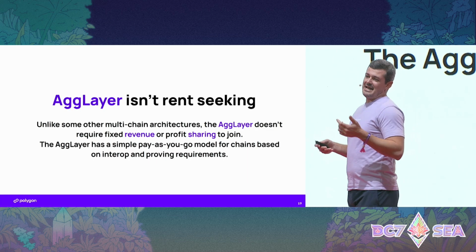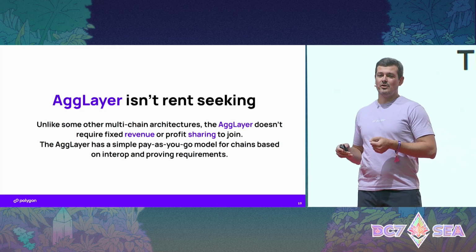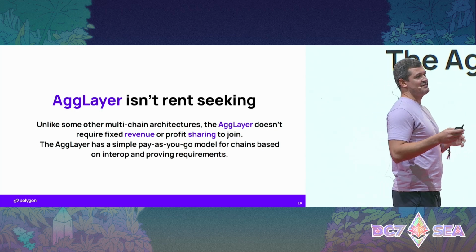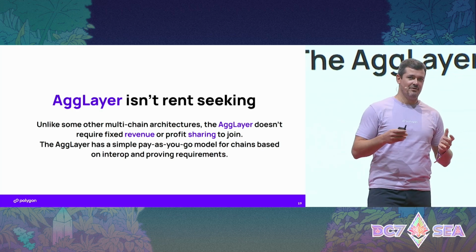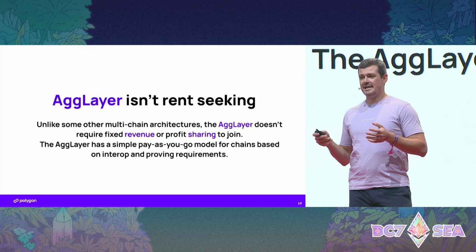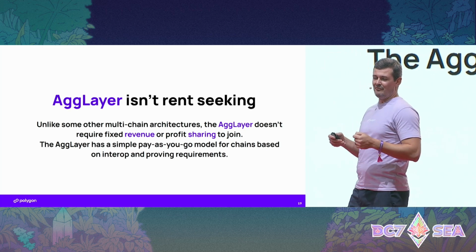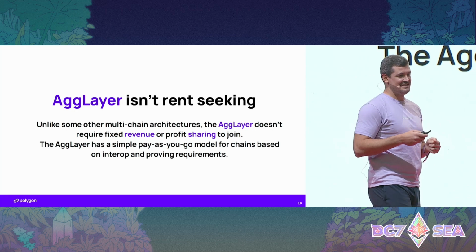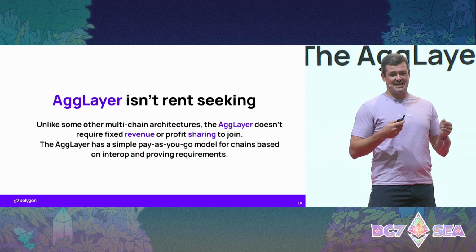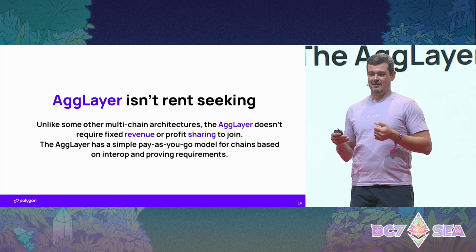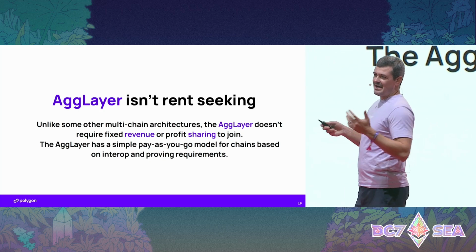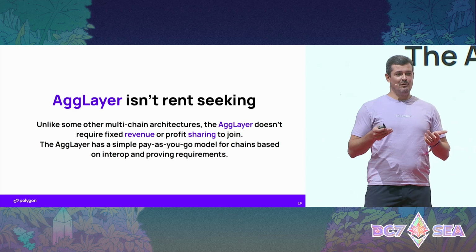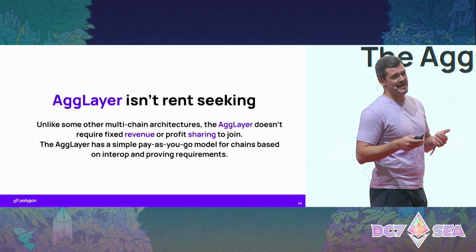A very important point is that the Ag layer is not rent seeking. If you look at a lot of different interoperability solutions and a lot of other ecosystems building out interoperability, what you end up seeing is some form of fee that is placed on every transaction. And it really looks like a middleman form of rent seeking. The Ag layer has no fee for joining the Ag layer. There's actually no fee per transaction on the Ag layer.